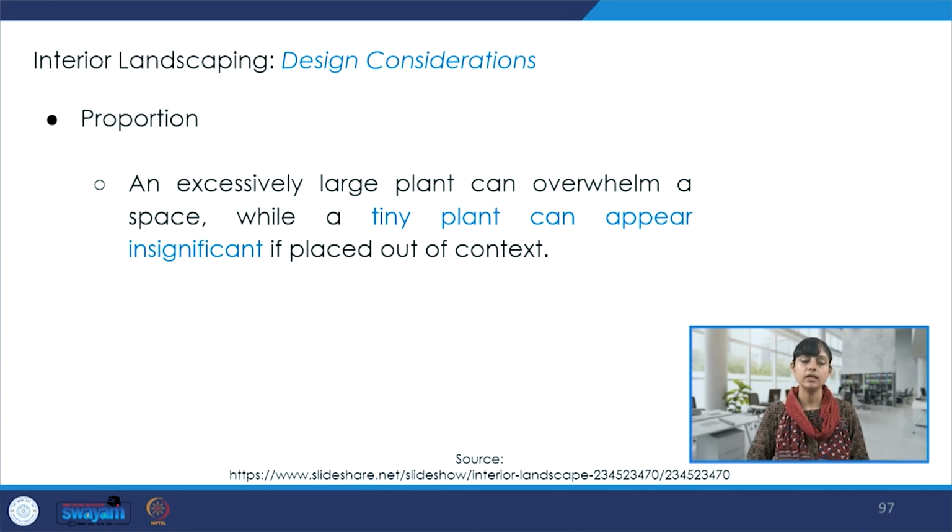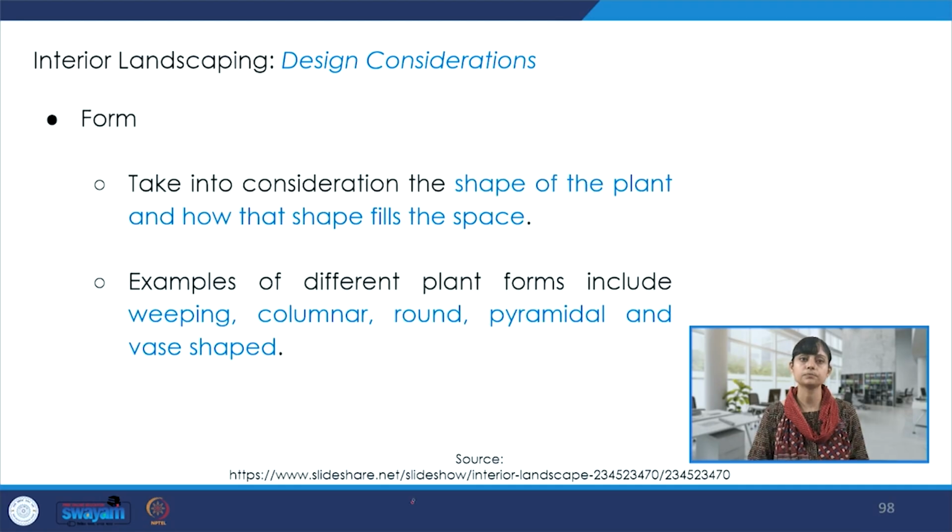In terms of design considerations, of course, proportion is very important, whether we are using a very tiny plant which can appear insignificant versus an entire wall which has the combination or multiple units of these plants, or a large plant which grows and adds to the entire volume. In terms of form also, it's very important to consider what is the shape or form of the plant and how does it fill the space. That's important.